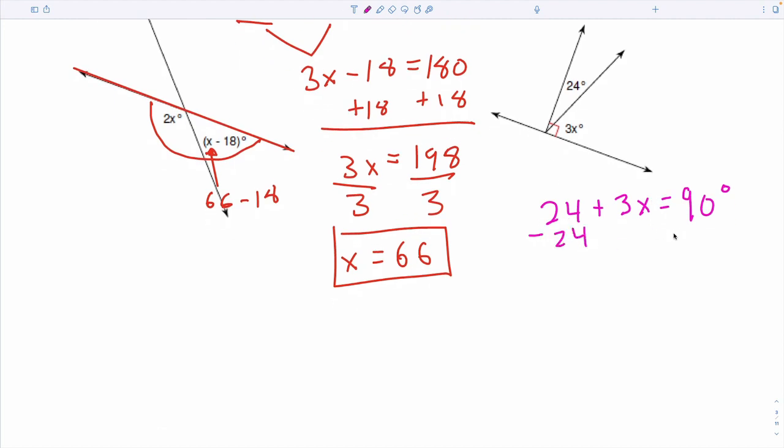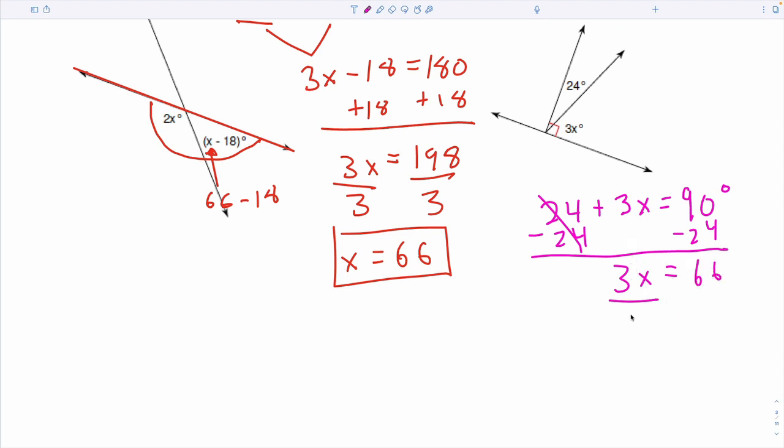Subtract 24. Subtract 24. And you get 3x equals what number? Liliana, board the paper. We're on the fourth one, no. You need to write. Kara?